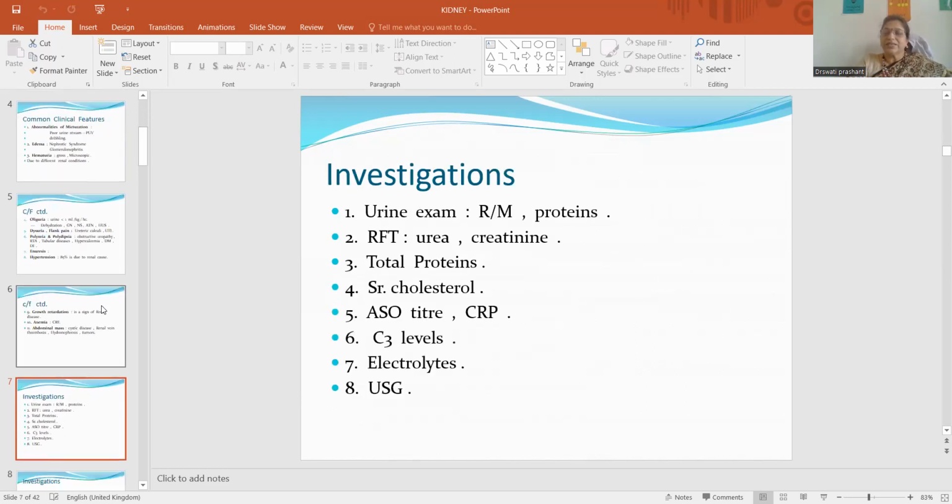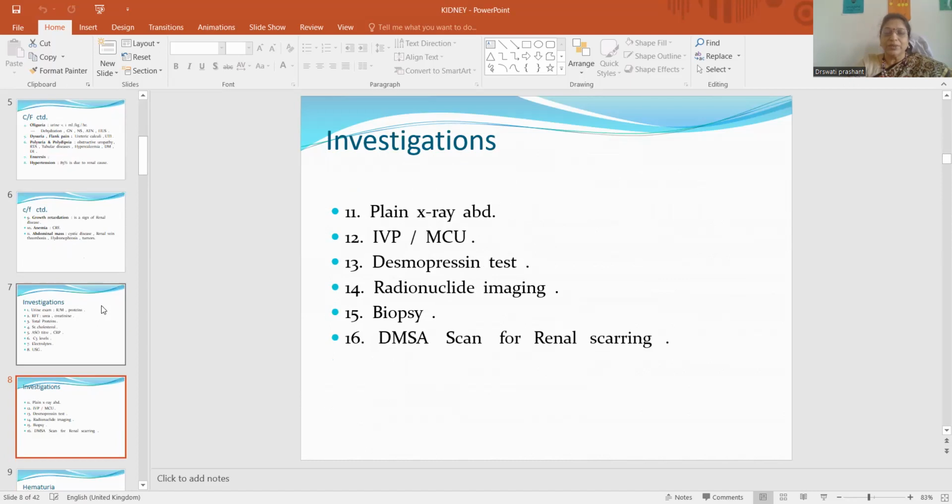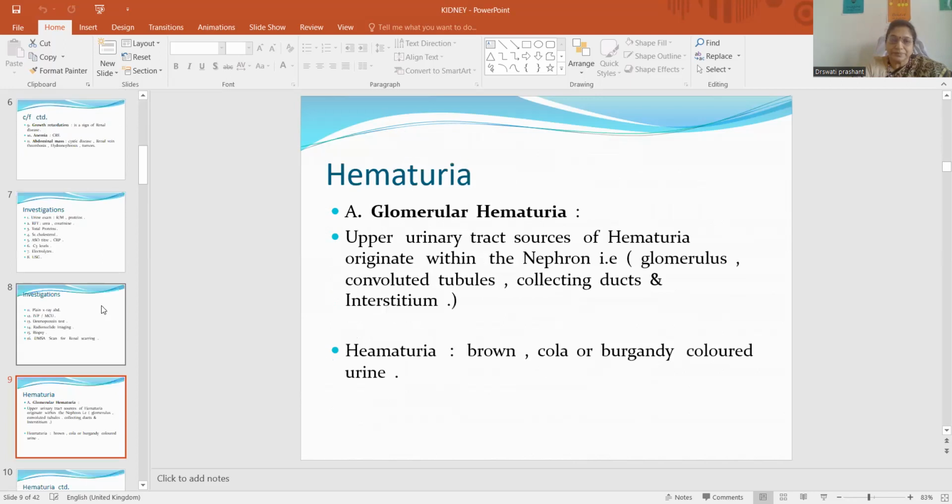Now, the common investigations to be done in any renal case are urine examination, routine microscopy, and especially for the proteins or albumin. Kidney function tests include urea and creatinine, total proteins, serum cholesterol, ASO titer, C-reactive protein, complement levels, electrolytes, ultrasound, plain X-ray abdomen, IVP or MCUG, desmopressin test rarely needed, radionuclide imaging, biopsy, and DMSA scan for renal scar. These were the investigations pertaining to any renal disease we can do.